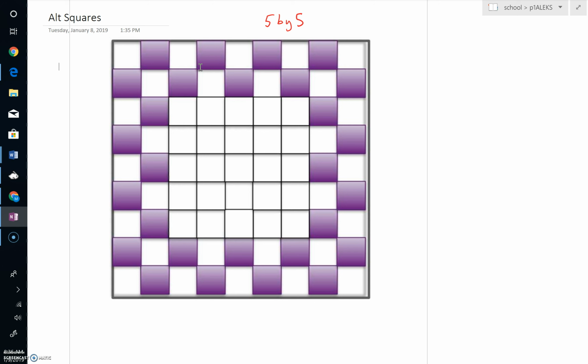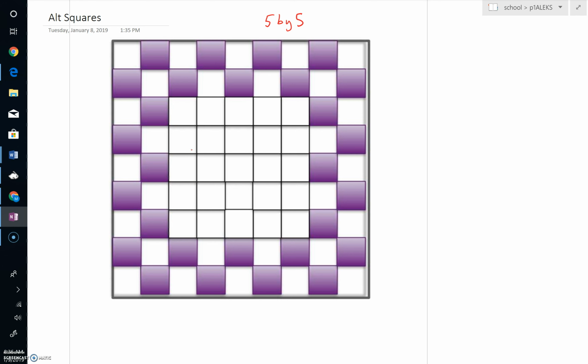We're given this problem, it's on page 1 of our packet, and we have a 5 by 5 white square grid. You can see right here we've got 1, 2, 3, 4, 5 squares going left to right. And likewise, if we were counting vertically, we'd have 1, 2, 3, 4, 5. So it's a 5 by 5 white grid.